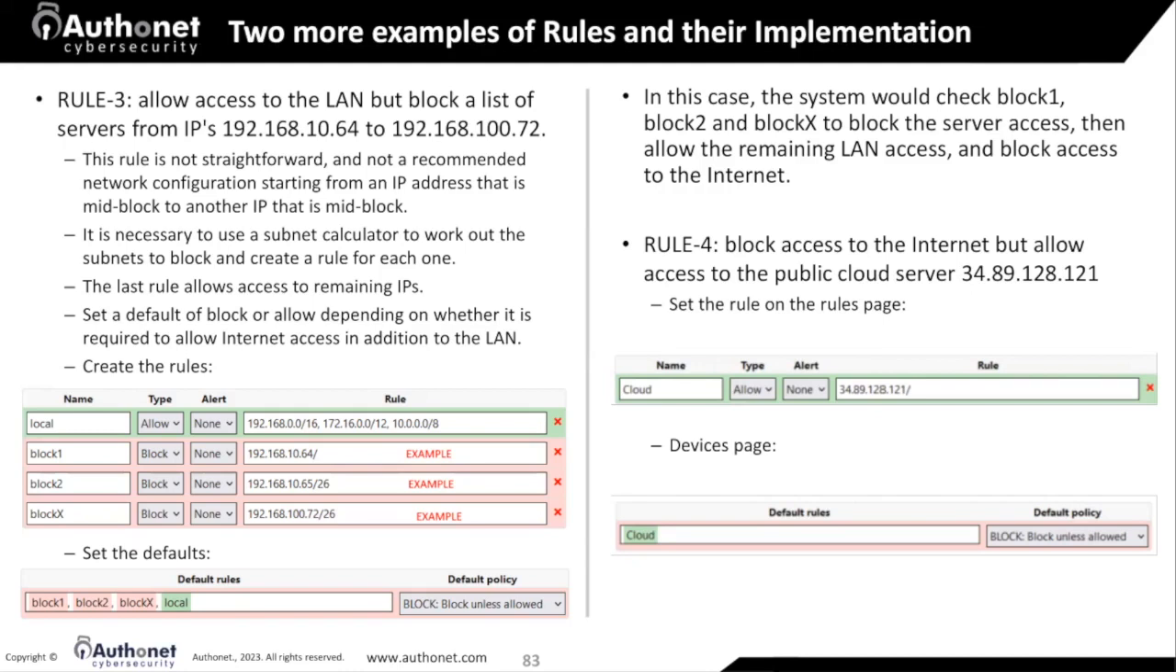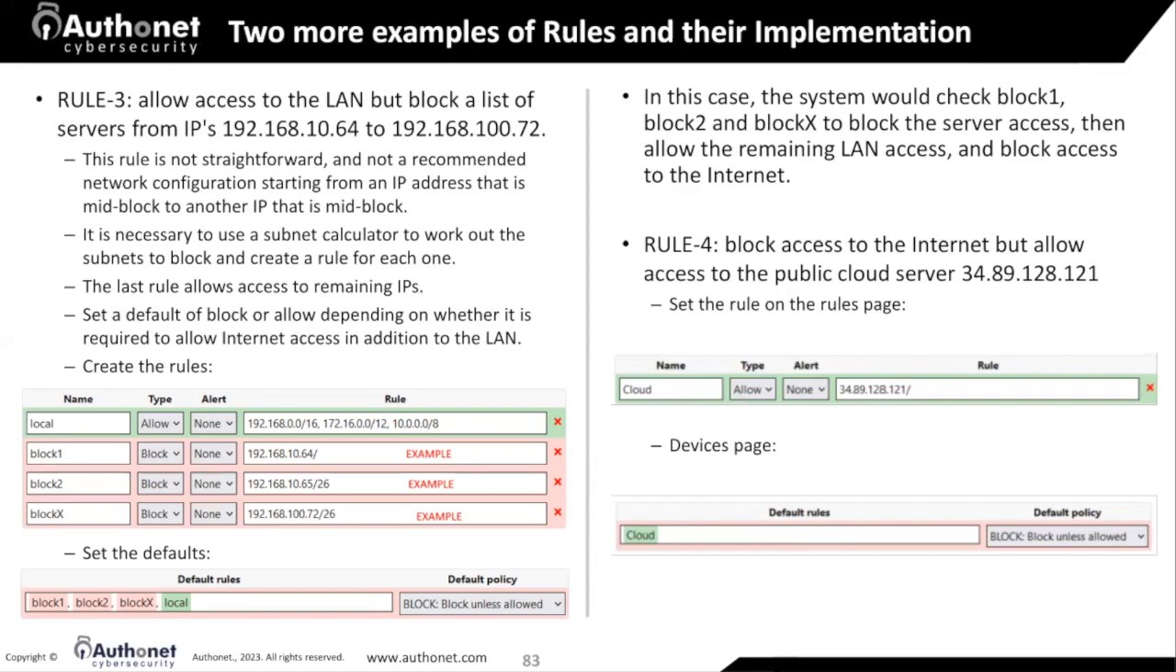Finally, rule 4, we're going to block access to the internet, but we're going to allow access to a public cloud server. And so that shows that we're going to give the rule the name cloud. We're going to allow access. We're not going to set the alerts, and we're going to set the public IP address of that server.